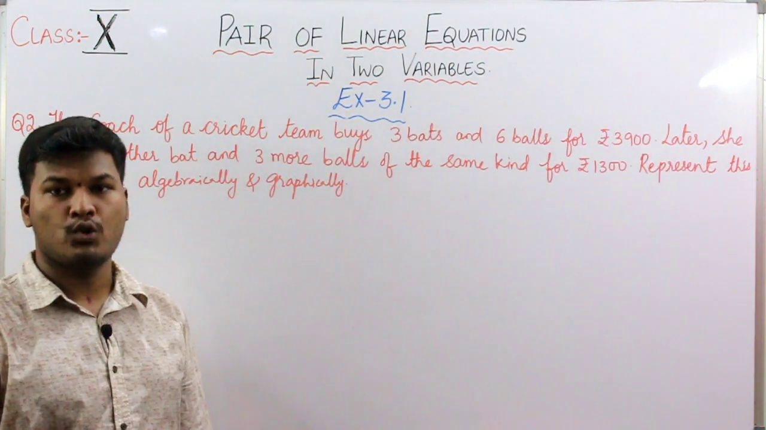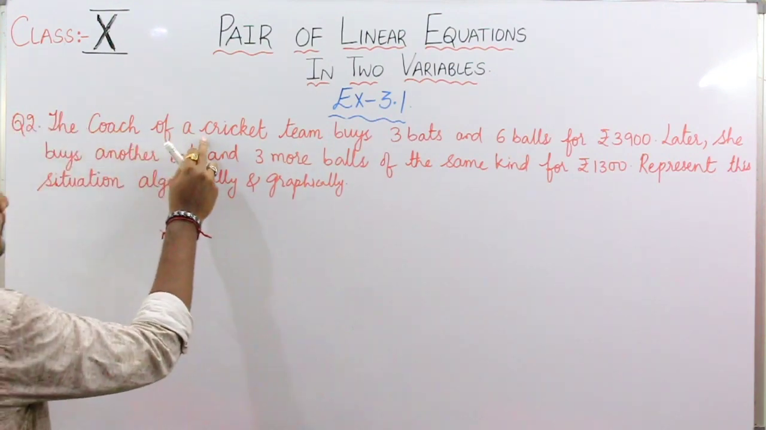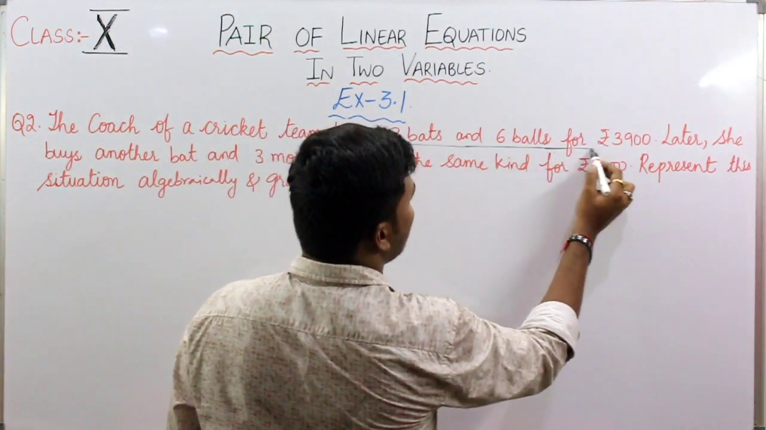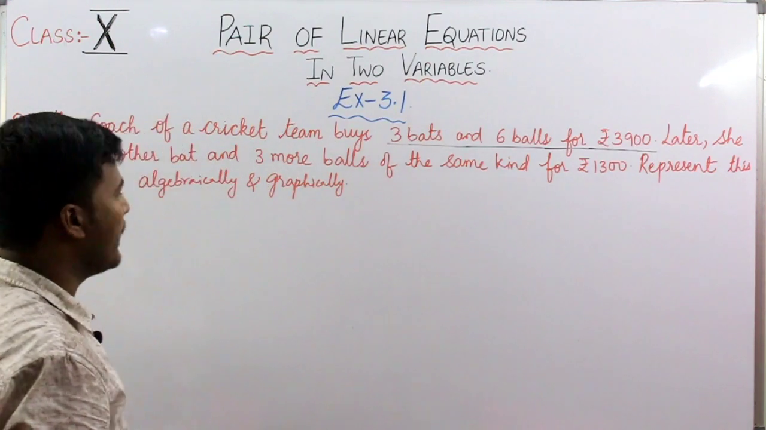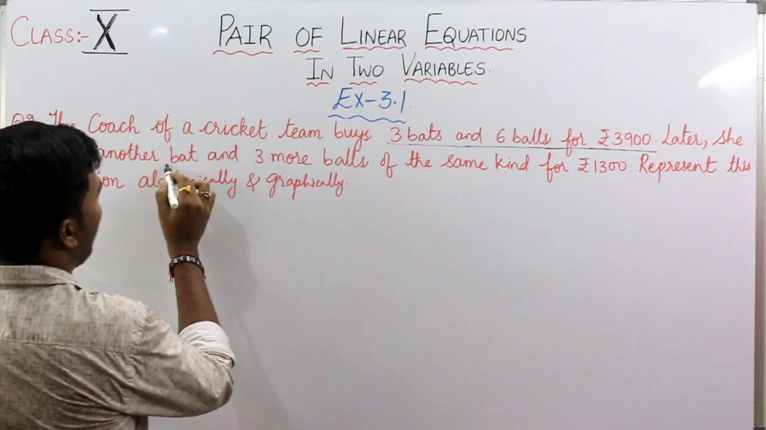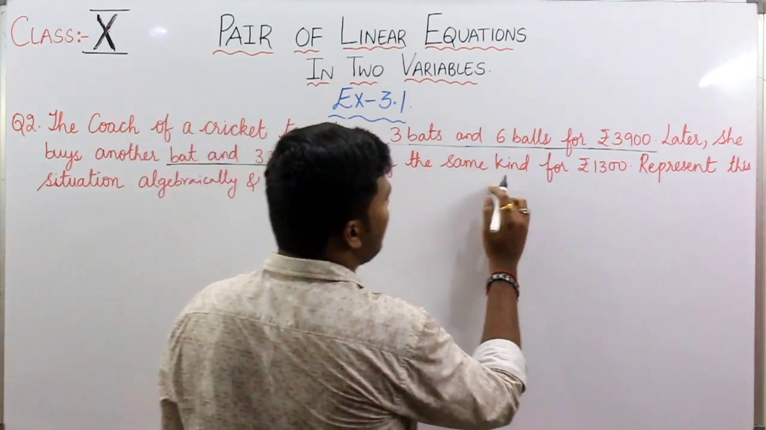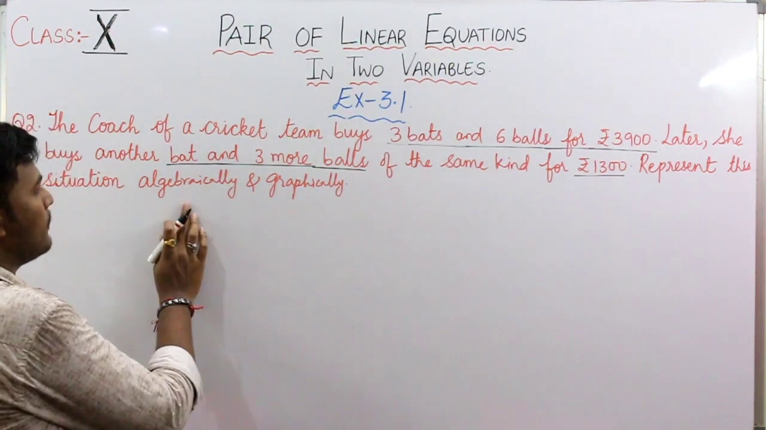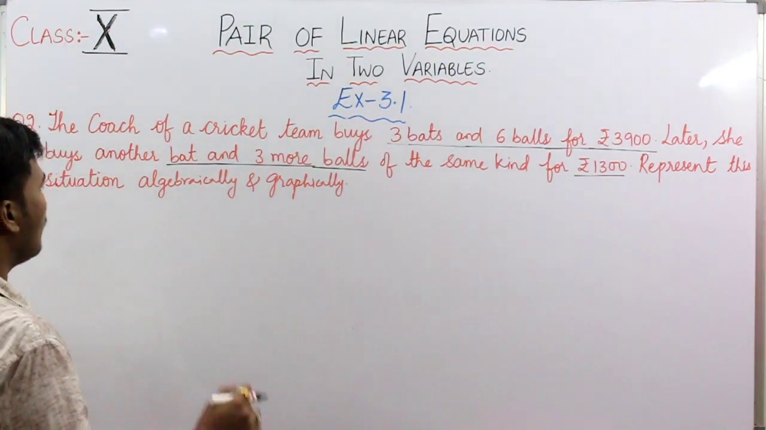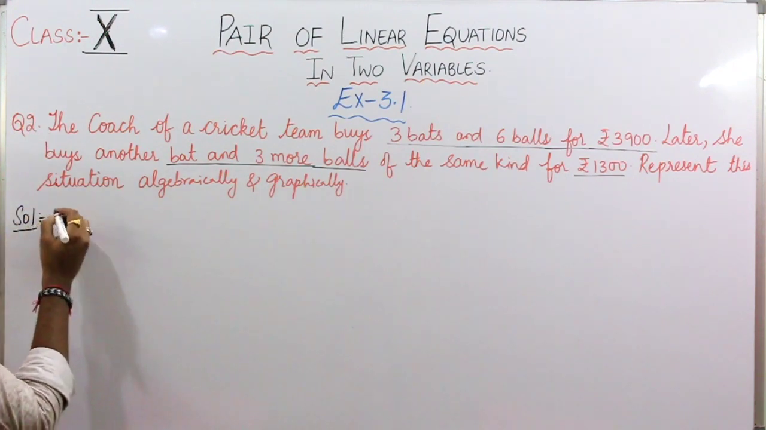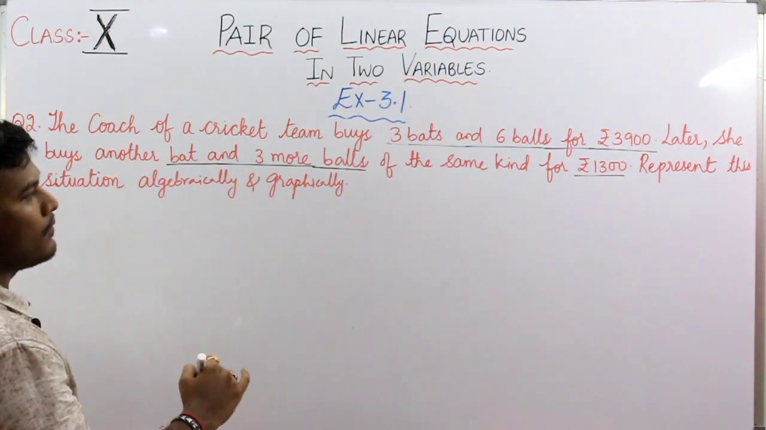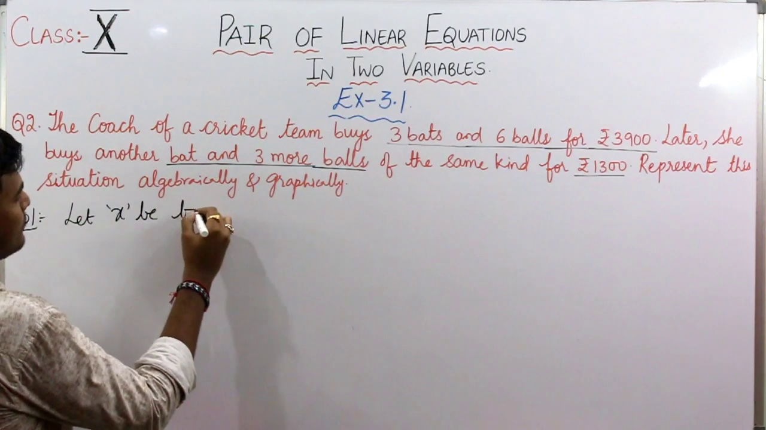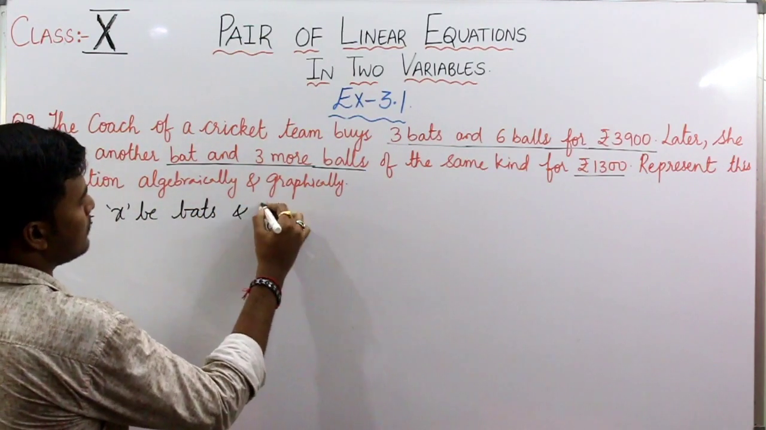Now problem number 2, that is, the coach of a cricket team buys 3 bats and 6 balls for 3,900, and later she buys another bat and 3 more balls of the same kind for rupees 1,300. Okay, represent this situation algebraically as well as graphically. So here first step is to what? Decide what are our two variables. So here we have two variables as bats and balls. So let x be bats and y be balls.